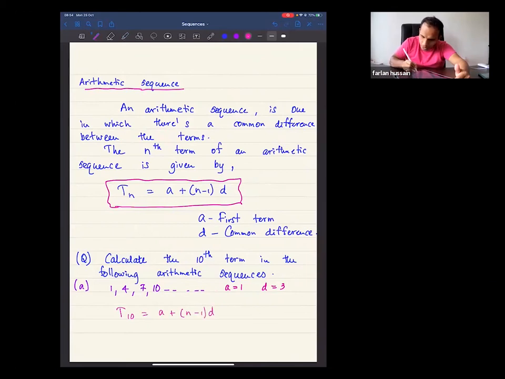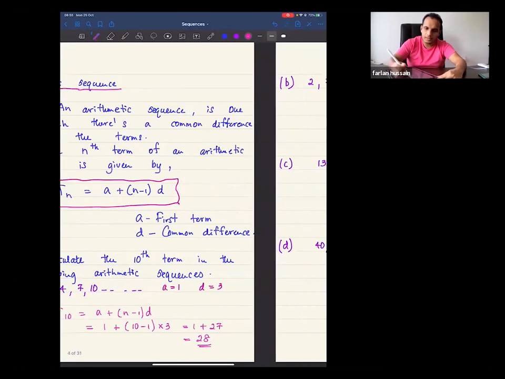Okay. So what is a? a is the first term, which is 1. n is the term number, which is 10, so 10 minus 1. d is the common difference, which is 3. So that is going to be 1 plus 10 minus 1, which is 9. 9 into 3 is 27. So 28 is the answer. The 10th term is 28. Okay.